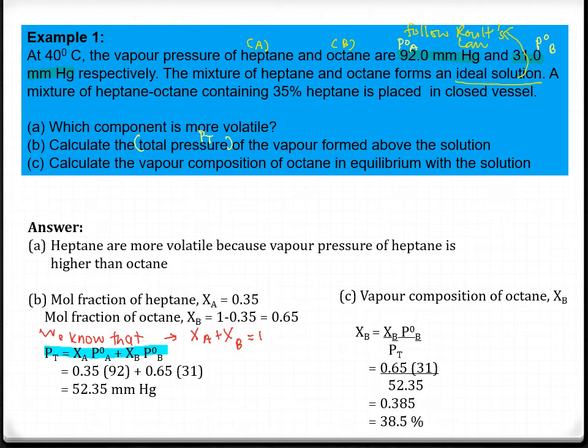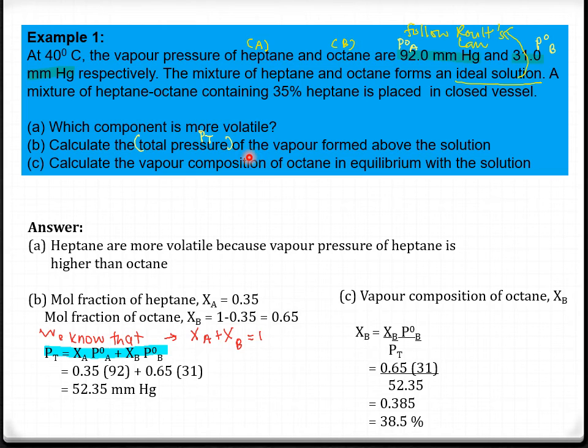Let's have a look at one example here. From the question, we know that the vapor pressures of heptane and octane are 92 millimeters of mercury and 31.0 millimeters of mercury respectively. And the mixture of heptane and octane will form an ideal solution. So the keywords here, ideal solution, mean that it follows Raoult's law. A mixture of heptane and octane containing 35% heptane is placed in a closed vessel. Question A asks which component is more volatile. From the vapor pressures of heptane and octane, heptane is more volatile because the vapor pressure of heptane is higher compared to octane.